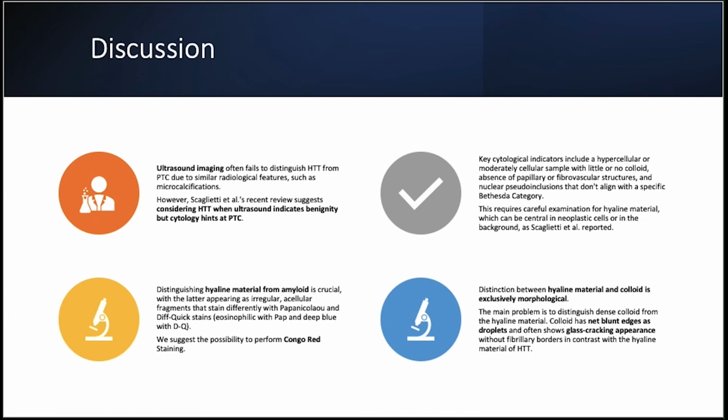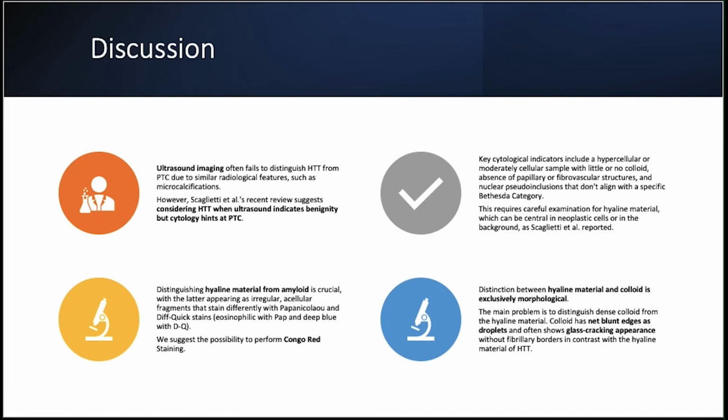This requires careful examination for hyaline material, which can be central in neoplastic cells or in the background, as Scaglietti et al. reported. Distinguishing hyaline material from colloid or amyloid is crucial, with the latter appearing as irregular acellular fragments that stain differently with Papanicolaou and Diff-Quik stain, eosinophilic with Papanicolaou and deep blue with Diff-Quik, and we even suggest the possibility to perform Congo red staining.